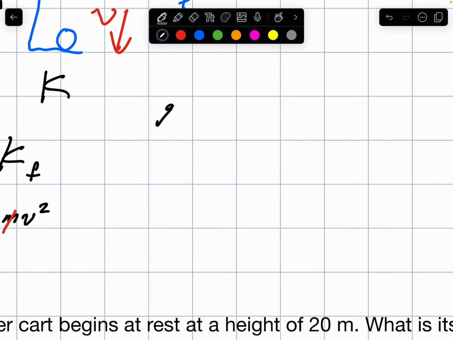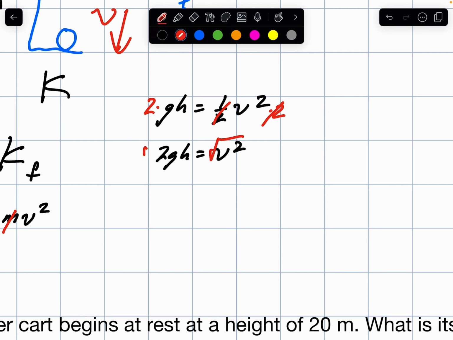So gh equals 1/2 v squared. I'll multiply both sides by 2 in order to get rid of the 1/2. Now I have 2gh equals v squared. Now how do I get rid of a squared? I take a square root. So now I have the square root of 2gh equals v.